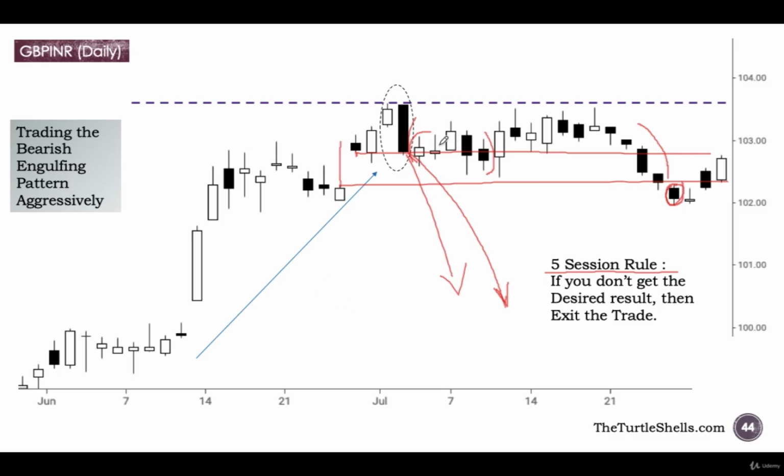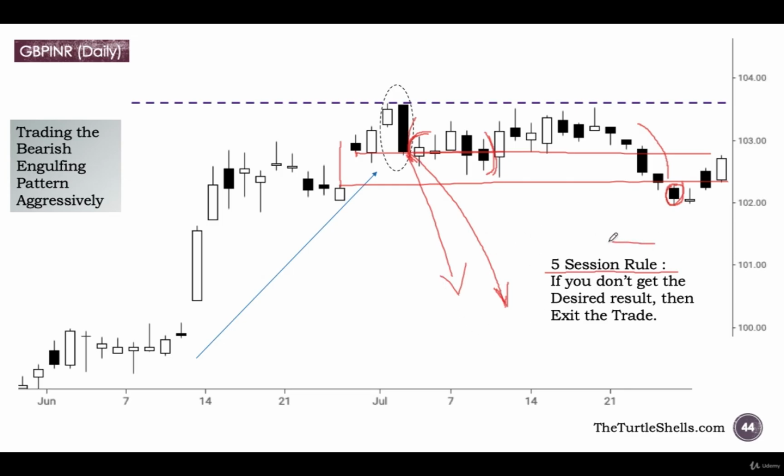But if it takes 5 sessions and the price remains flat near the entry point where you bought, it makes sense to exit the trade. It is probably not going to give you those profits, which is exactly what happened here after 5 sessions. If you would not have got out of the trade, you are still stuck in that box range, okay, for another week and a half or so. So if you would not have gotten out of the market here, then your money would have been stuck in the market for quite a long time, okay?